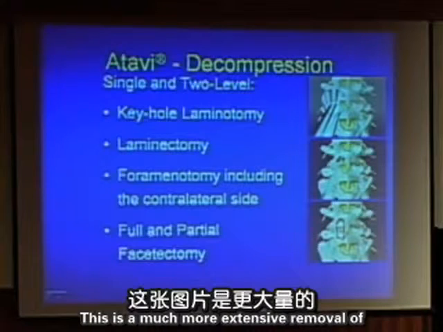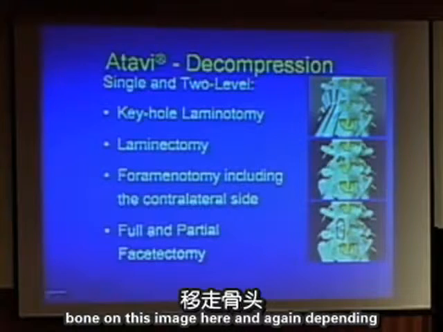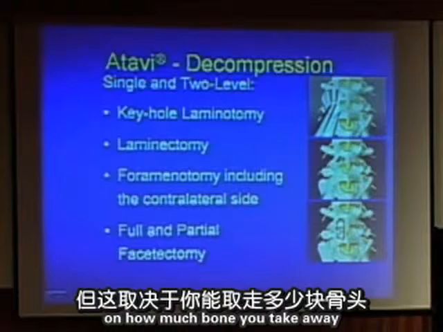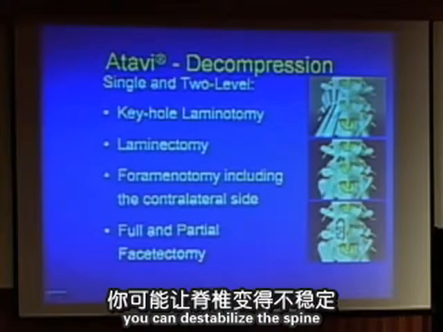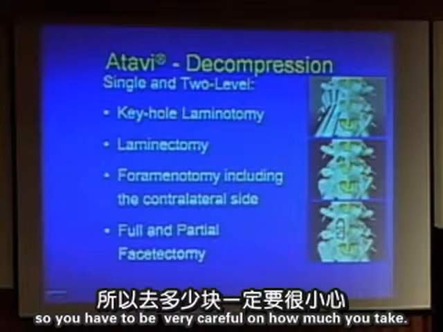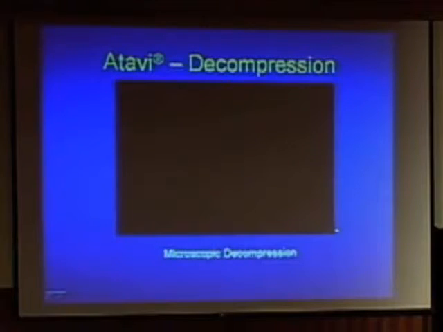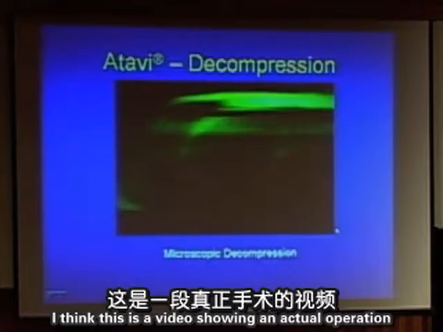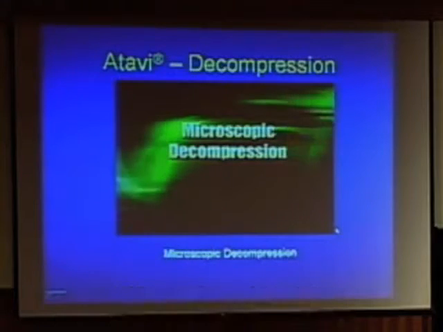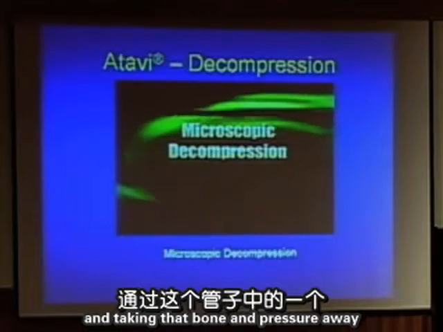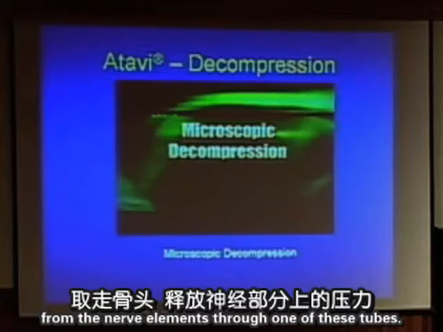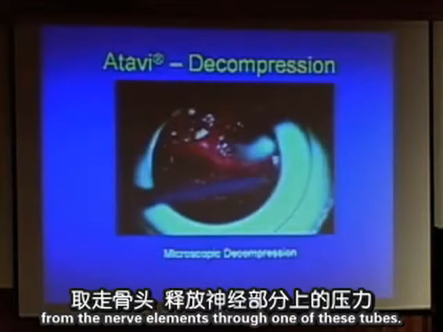This is a much more extensive removal of bone on this image here. And again, depending on how much bone you take away, you can destabilize the spine, so you have to be very careful on how much you take. I think this is a video showing an actual operation and taking that bone and pressure away from the nerve elements through one of these tubes.